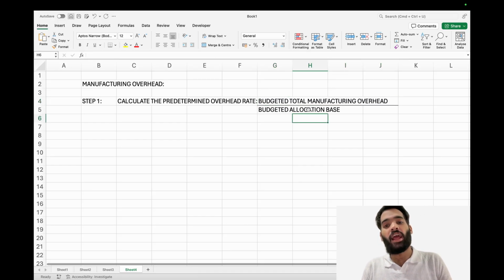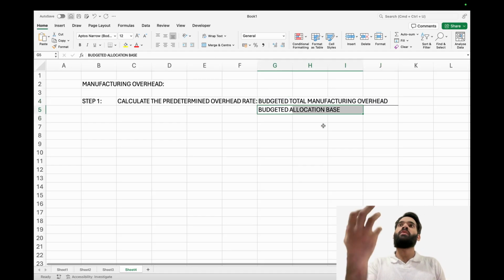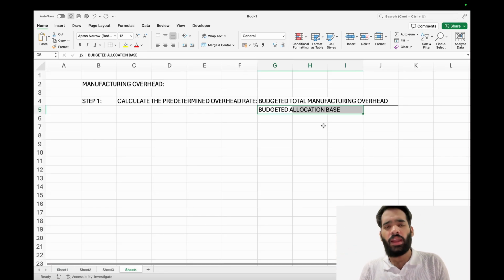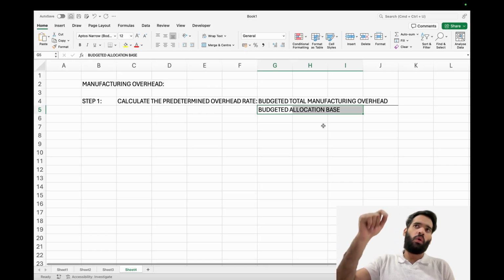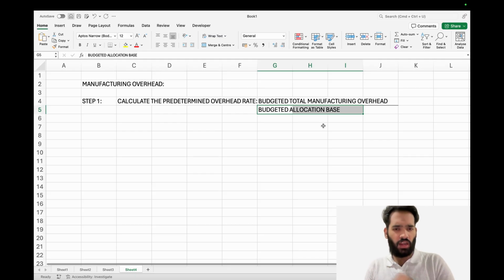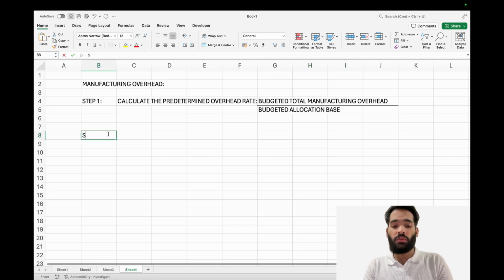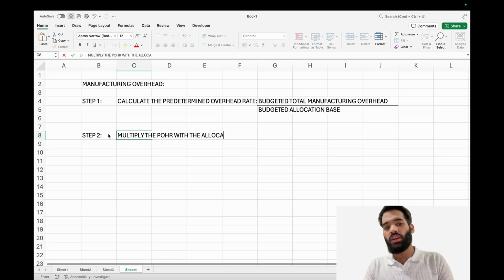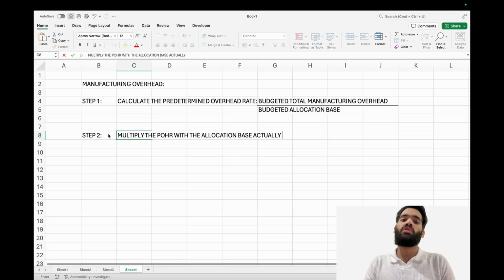And divided by the budgeted allocation base. The allocation base is what we will use to distribute the overhead into each product. Like I said, usually the rate is calculated based on direct labor hours or machine hours. Again, the question will tell you overhead is calculated based on machine hours, so you'll divide by the machine hours. So it will be easy. When we get to that, I'll show you. Once you find the rate, step 2 is to multiply the predetermined overhead rate, POHR, with the allocation base actually used for the product.